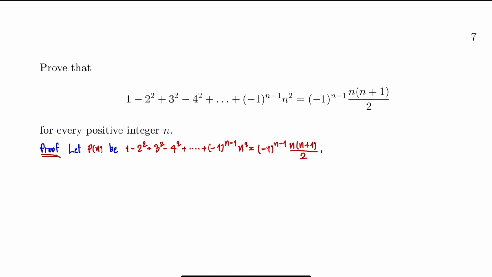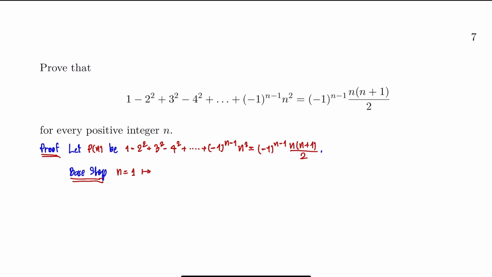Now once we have this P(n), let's begin with the base step. So what is the base step in this case? Try to let n be 1 first. When n is 1, what do we have? I will plug it in. When n is 1, we need to have just one term, right?